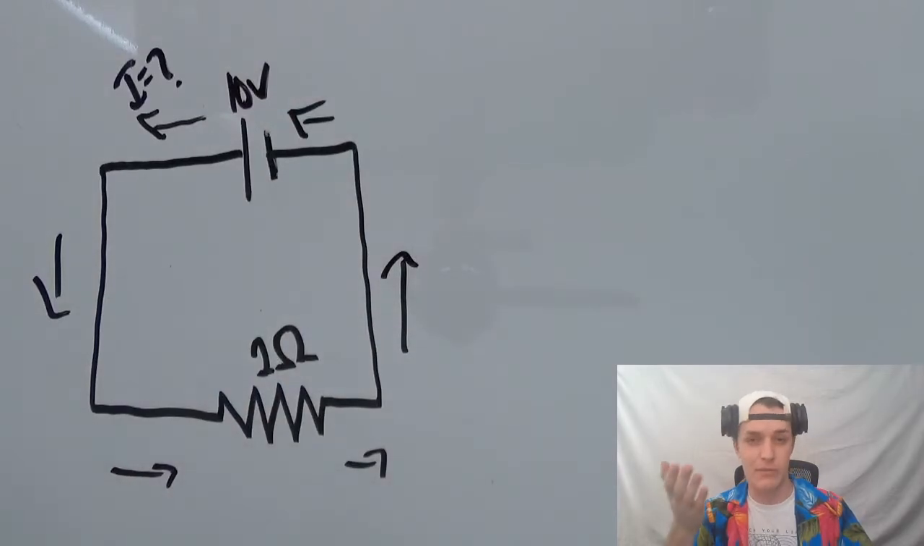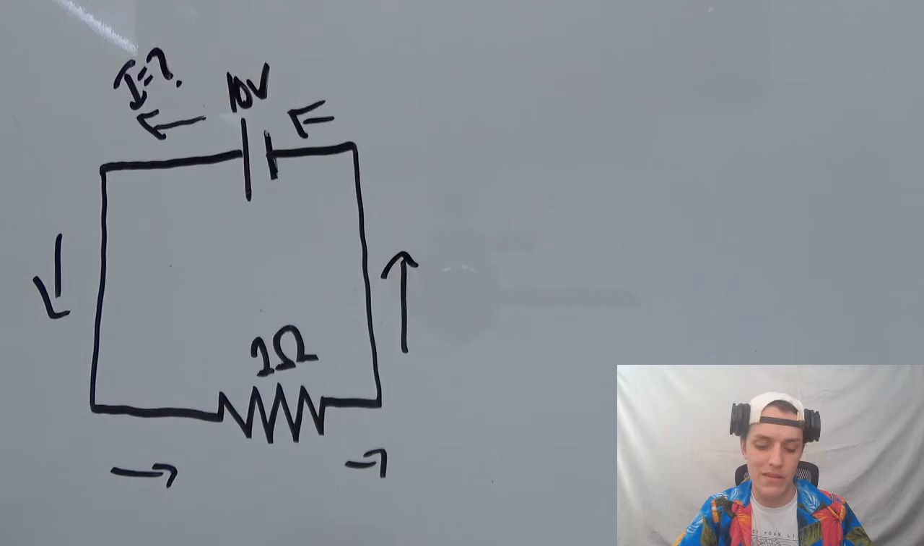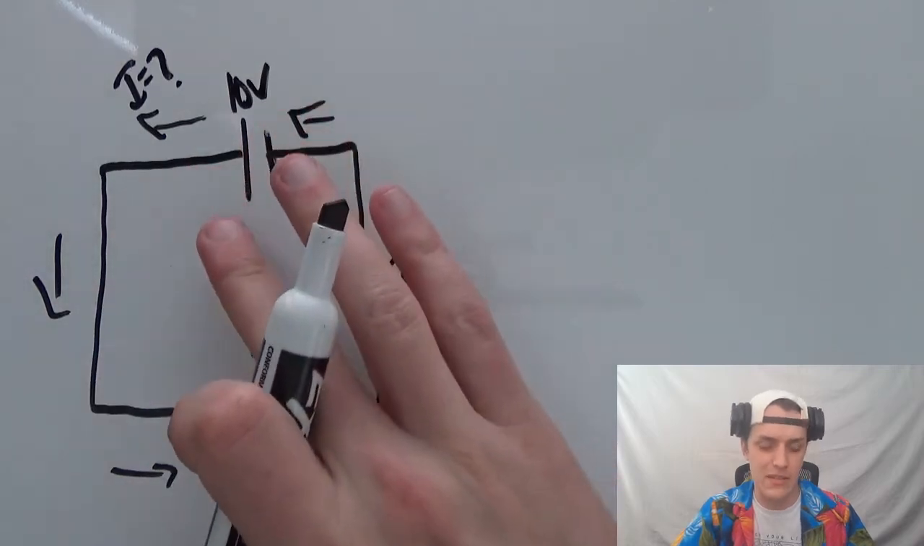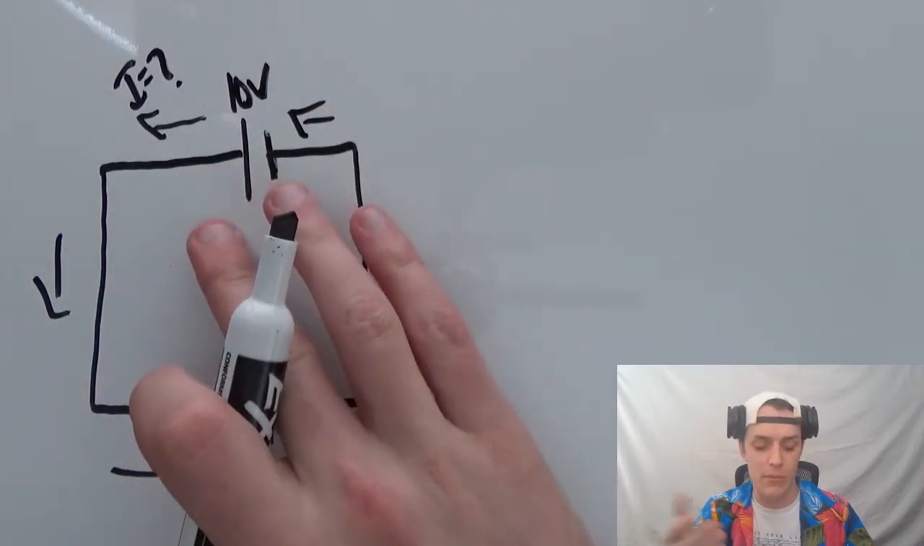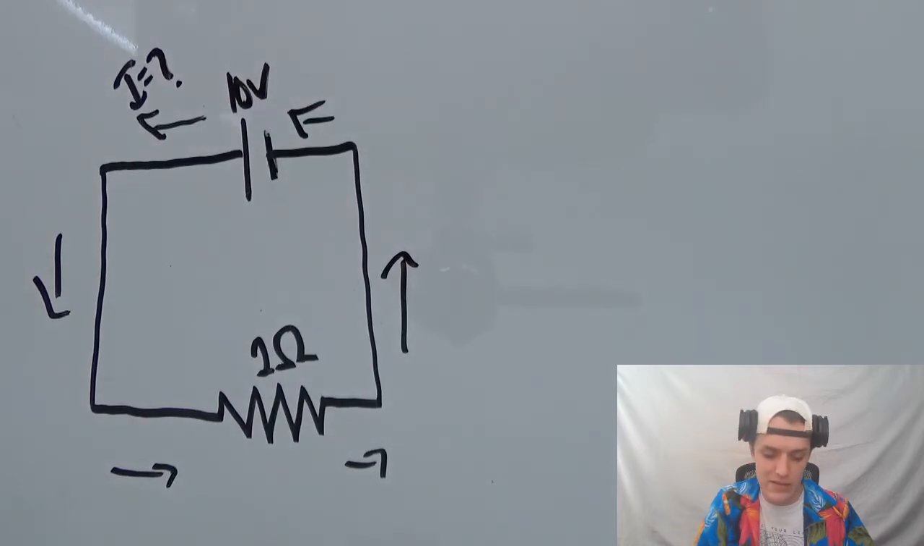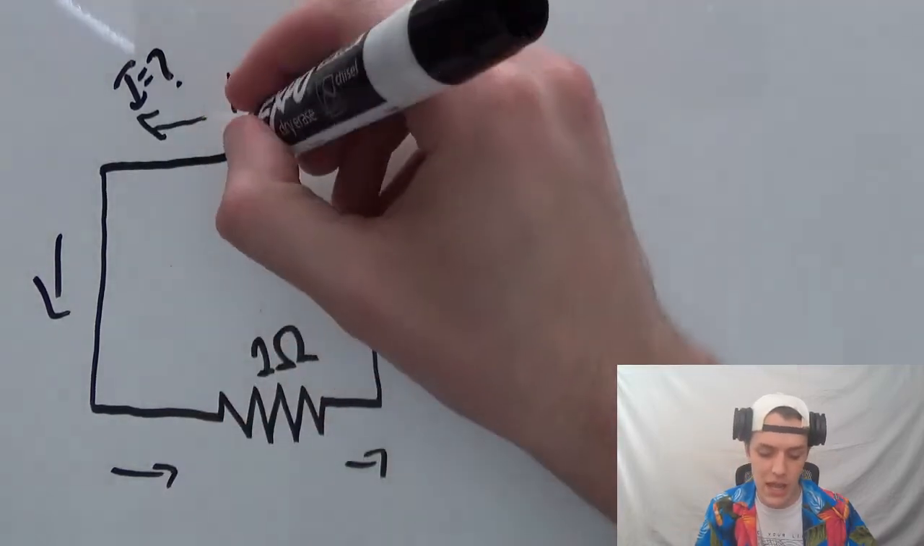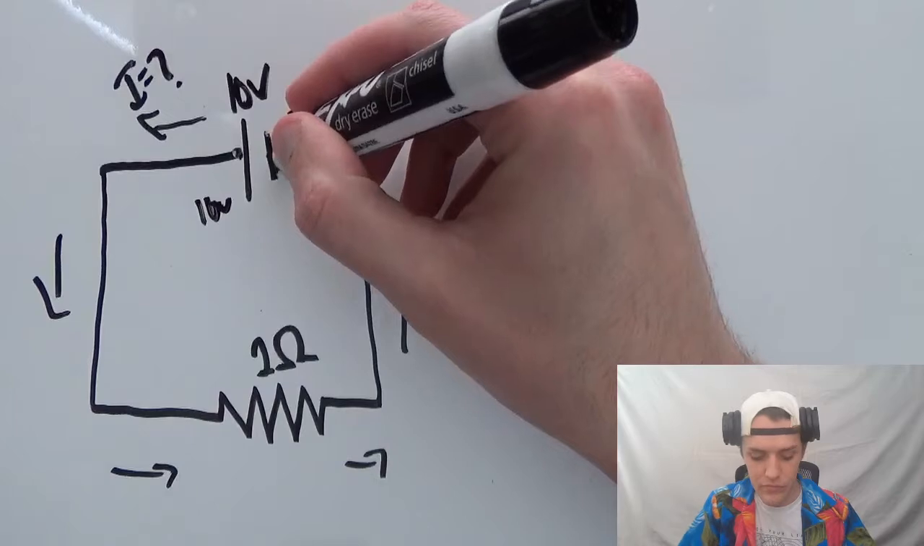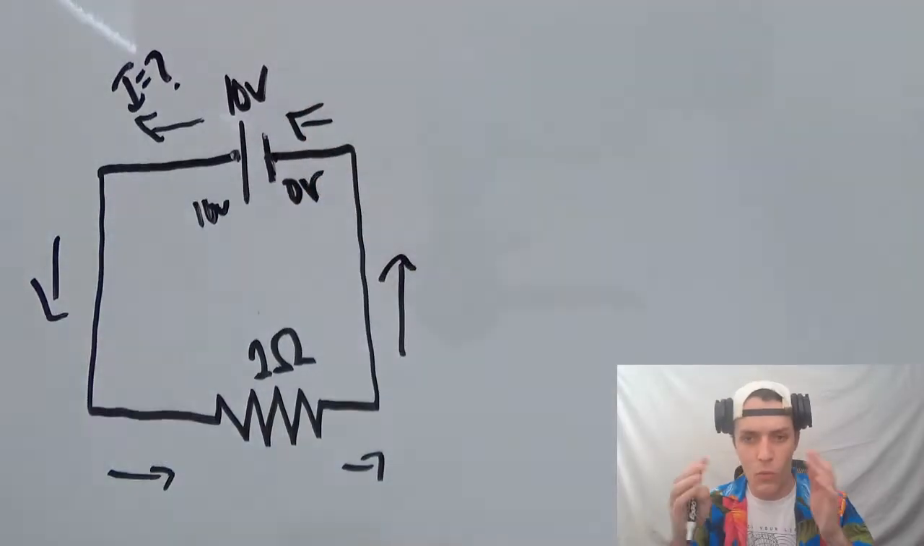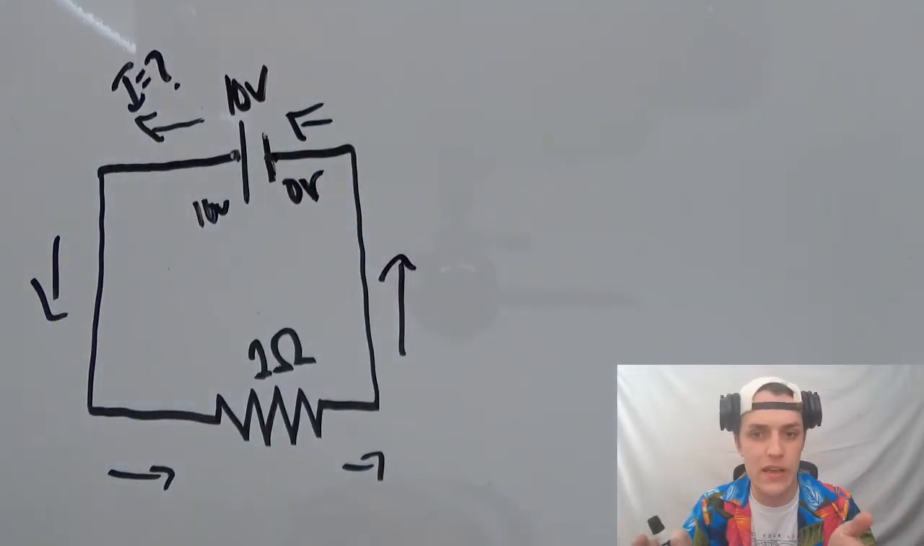But for simplicity's sake, we basically treat it as if the negative side is 0 and the positive side is whatever number it is. So that's how we think about these things, that the voltage here is 10 and the voltage here is 0. So let's take the question: what is the current flowing through the resistor?